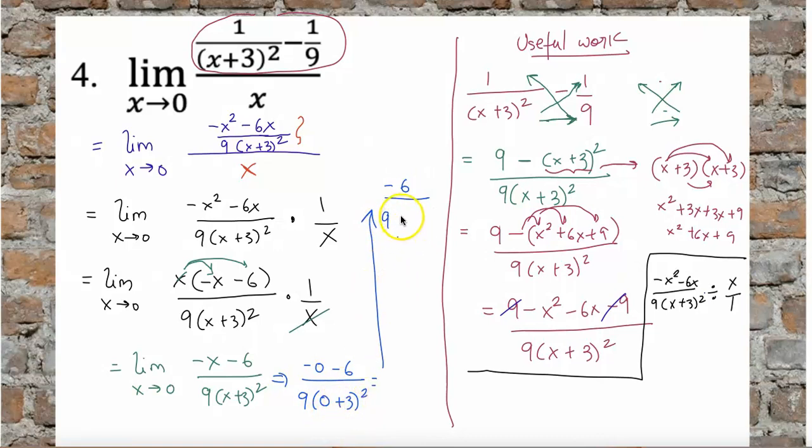And this is what? 0 plus 3 is 3. 3 square is what? 9. So 9 times 9 is what? 81. So this is your answer. So let us write it in the simplest form over here. 3 times 2 is 6. That's your 27. So this is your answer over here.